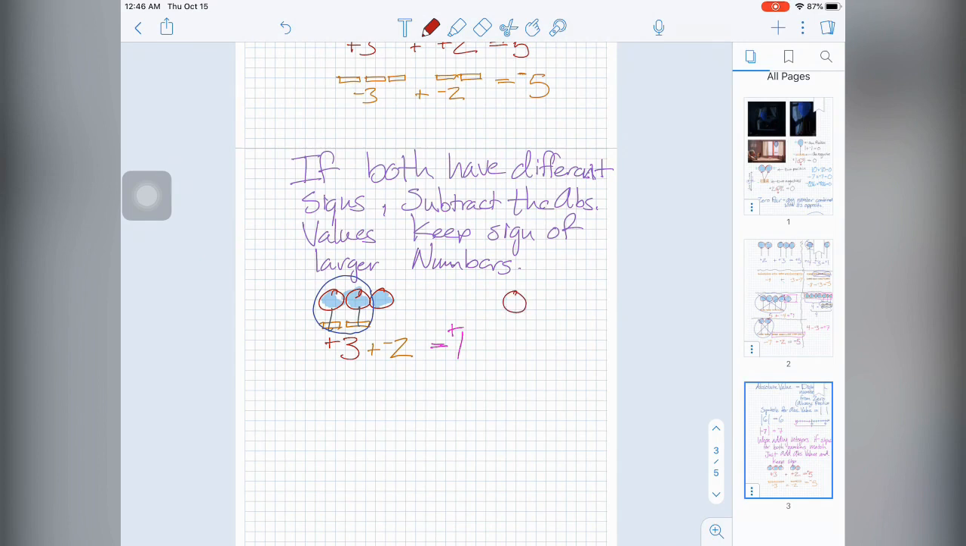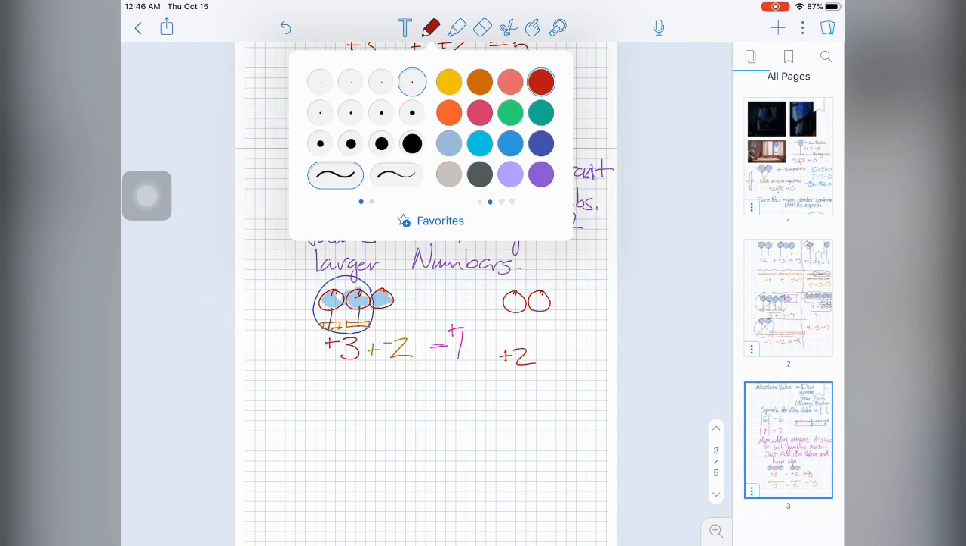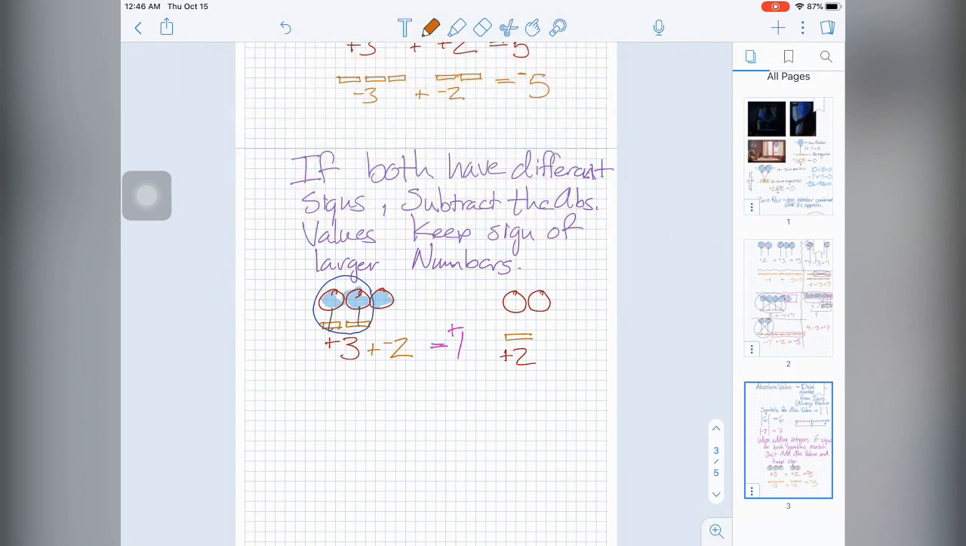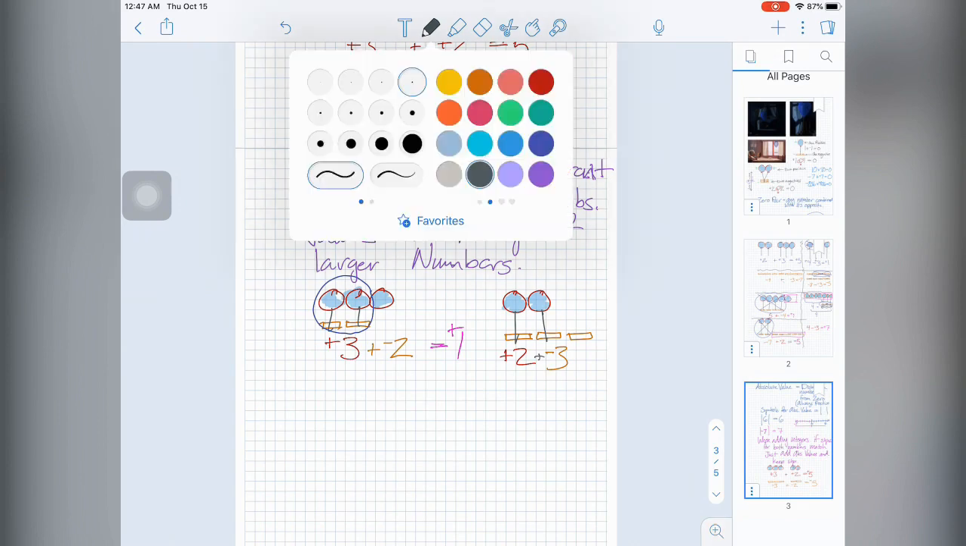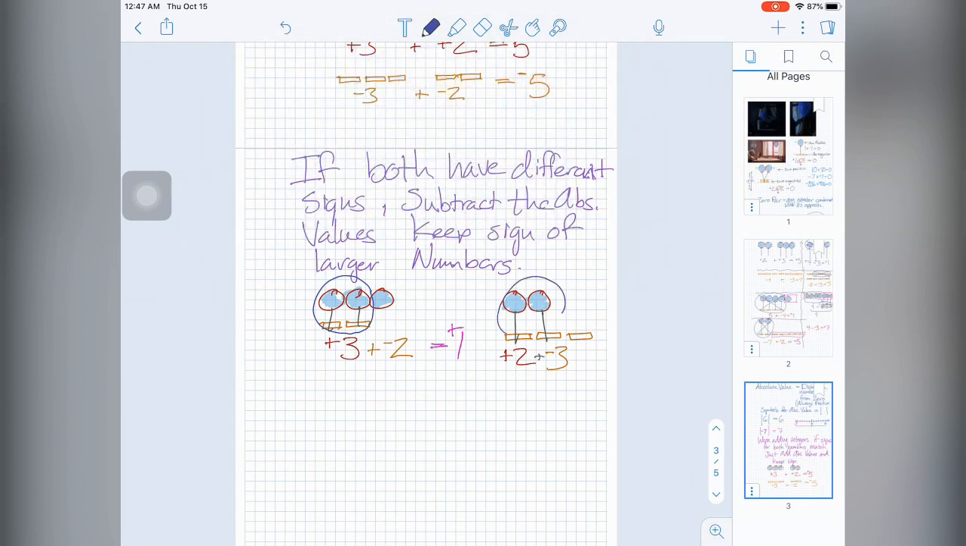And then if I go the other way, let's say I do positive 2 plus negative 3. 1, 2, 3. This time, when I tie them together and combine my 0 pairs, because there's more negatives, my 0 pairs are still going to cancel out, but the thing that I'm left with is the negative.